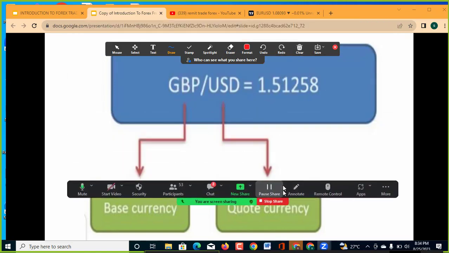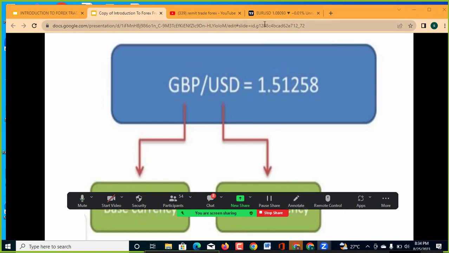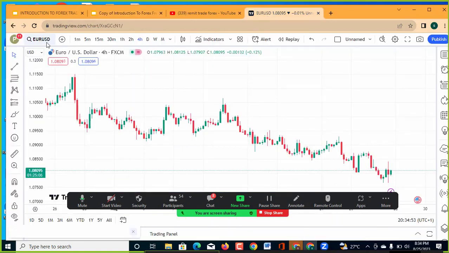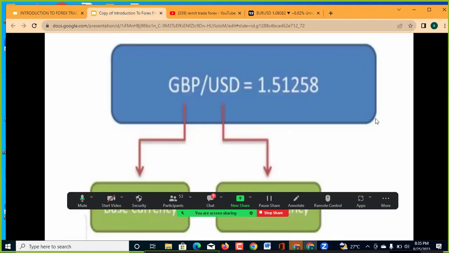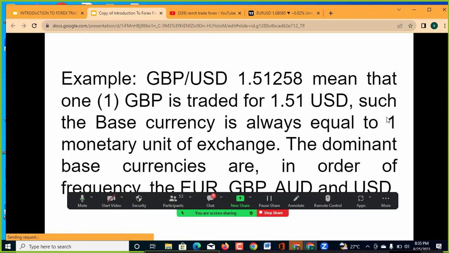Now if you go here to TradingView, you see the euro USD. What this means is that 1 euro is exchanged for this amount of dollars. In this case, this is a live market, $1.0808. This is what it means. So you understand everything on the platform and know how it works. So that is how to read a pair of currency.